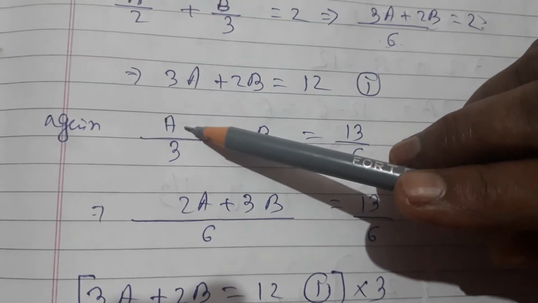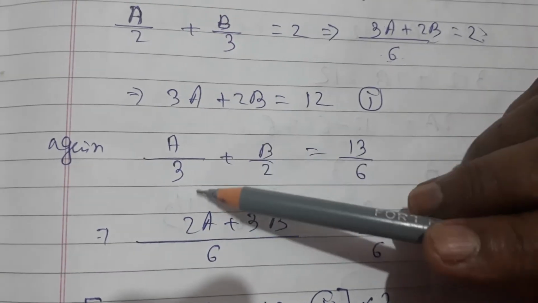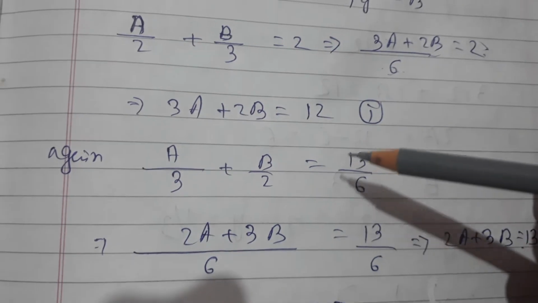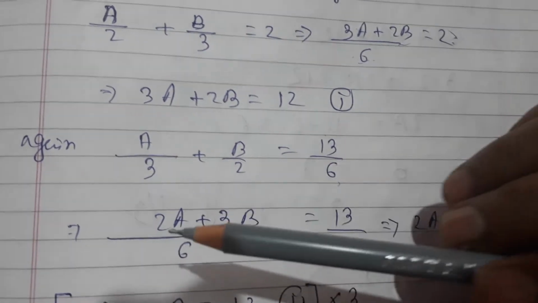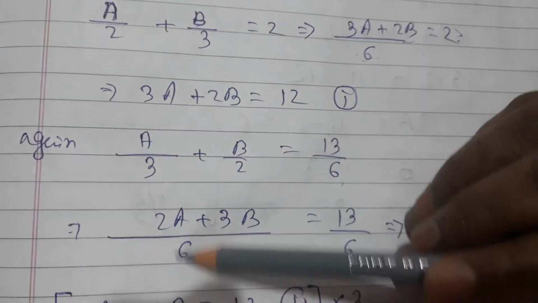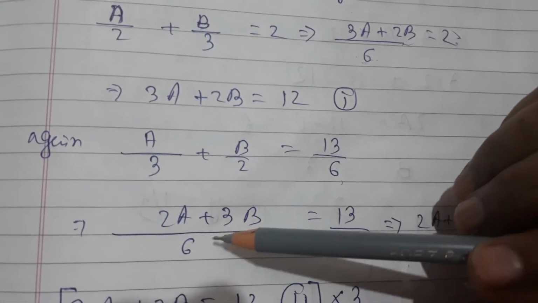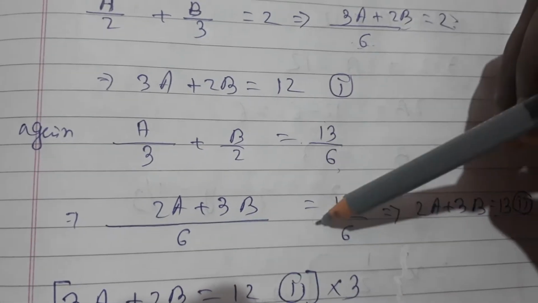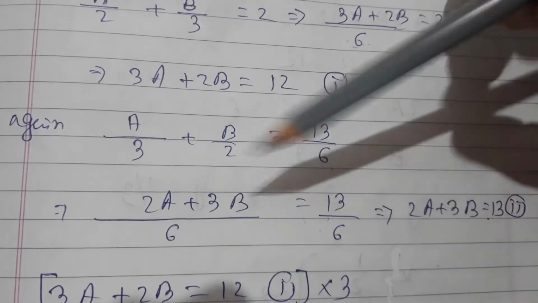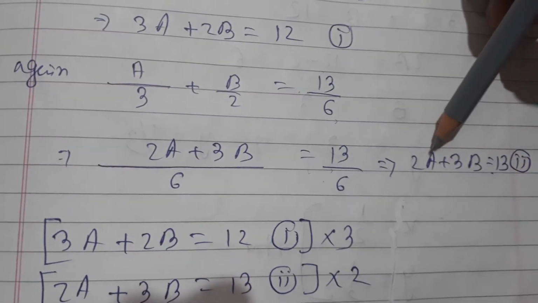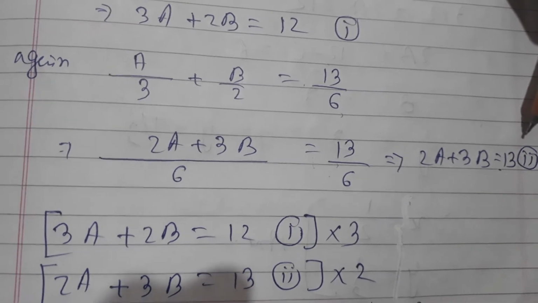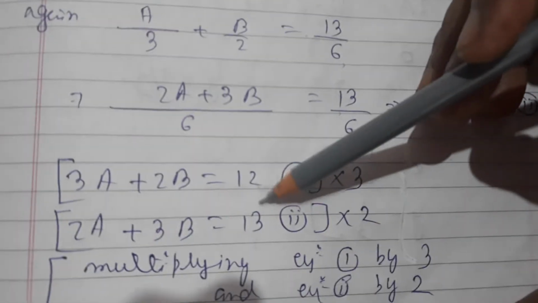And another equation, again a/3 + b/2 = 13/6. Now again take the LCM, and 3 times 2 is 6, so 2a, and 2 times 3 is 6, so 3b, equal to 13/6. Now the 6 cancels, so what remains? 2a + 3b = 13. This is equation number 2.